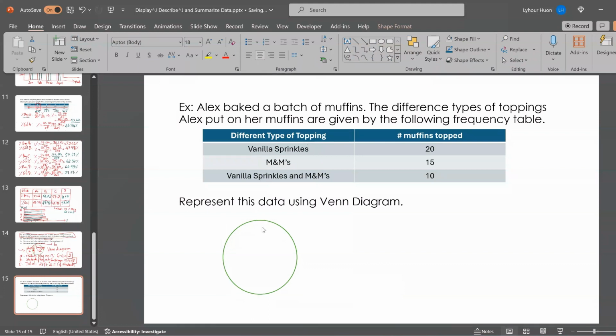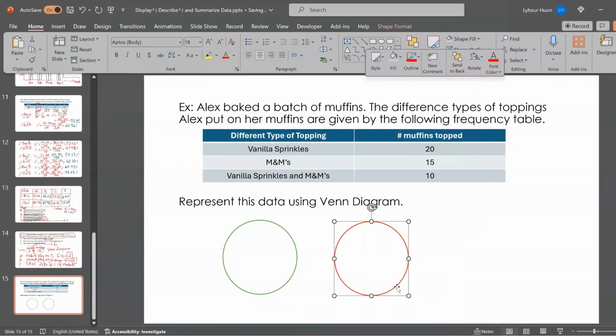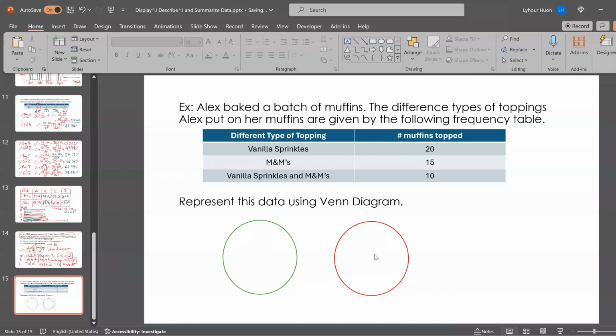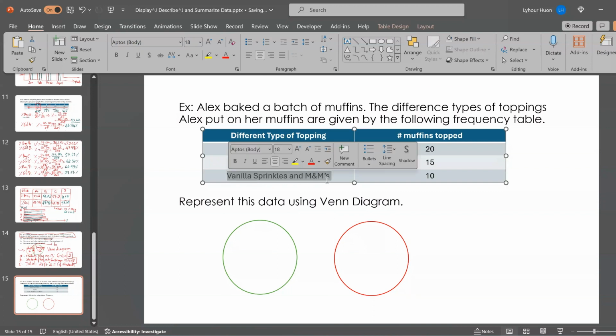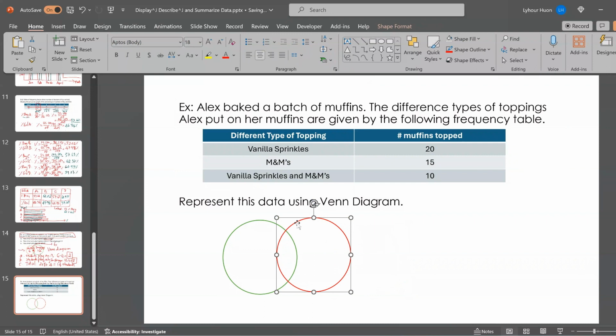So the first one is vanilla. The second one will be M&M. Put it in a different color. Do they have common data? Yeah, 10. Then the two intersect each other, like they meet each other.